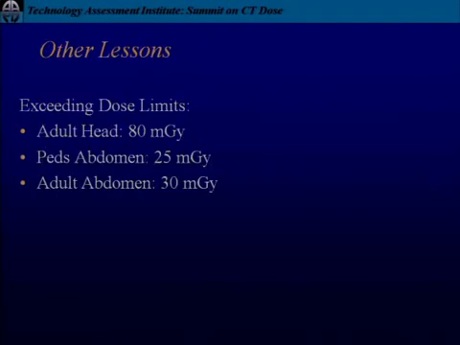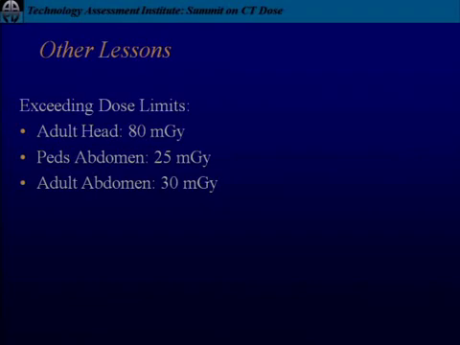Okay. Let's talk briefly about exceeding the dose limits, okay? These dose limits are out there. The guidances are all 5 milligray less than this. 75 for the head, 20 for peds abdomen, and 25 for adult abdomen. But what if a site exceeds these? Okay, it's a fail, and if you're the physicist, maybe you'll just let them fail. But I hope you won't.